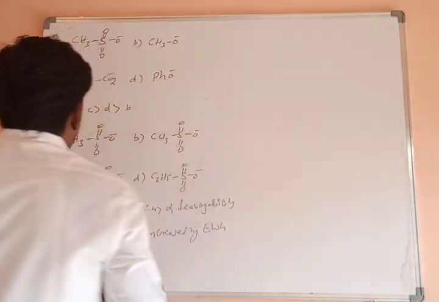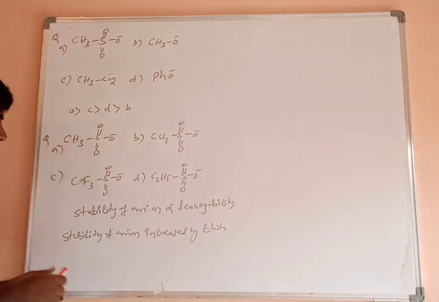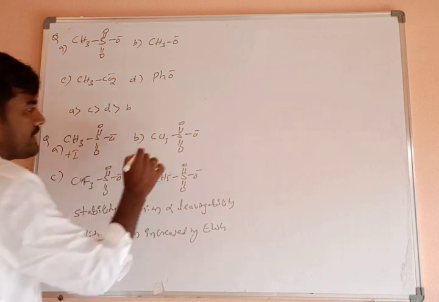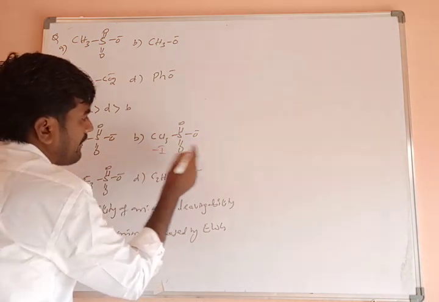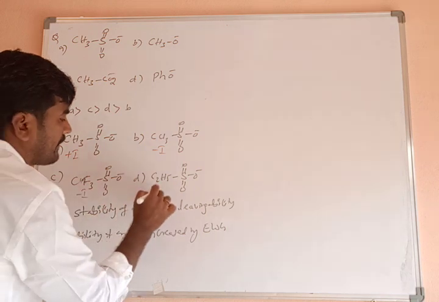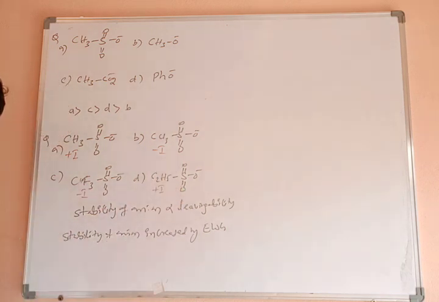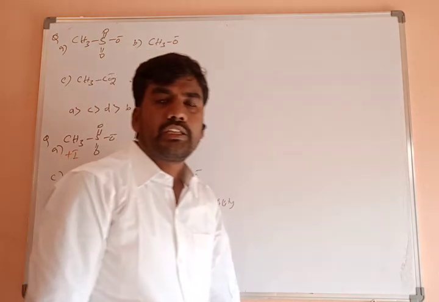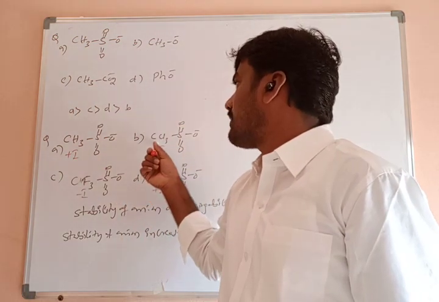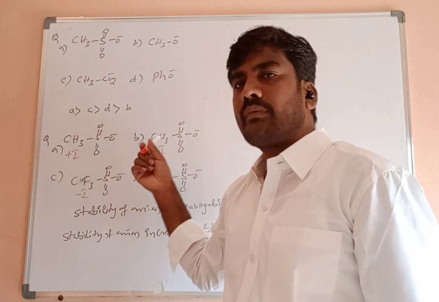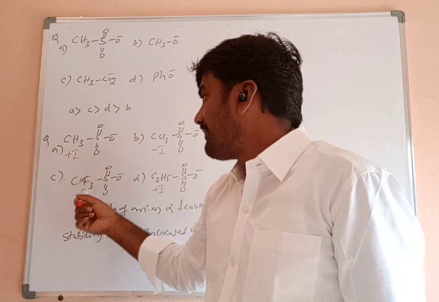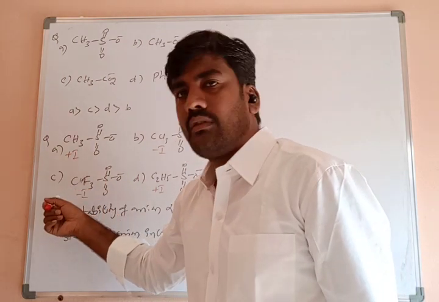In question number 2, this is an electron donating group, so it shows plus I effect, positive inductive effect. CCl3, chlorine, shows minus I effect, electron withdrawing tendency. This is also minus I effect. C2H5 is also plus I effect. Plus I effect increases with the increasing of alkyl groups, and here, due to the electronegativity of the halogen atom, minus I effect increases. Here the minus I effect is highest, so it withdraws the negative charge more.